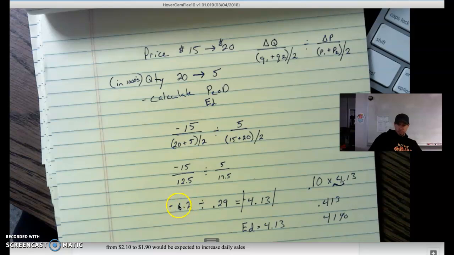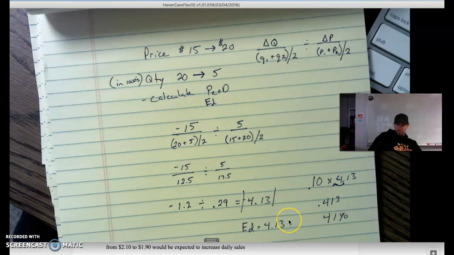If I divide my percentage change in quantity by my percentage change in price, it gives me a negative 4.13, and we always take the absolute value. So our elasticity of demand value is 4.13 for that first problem.